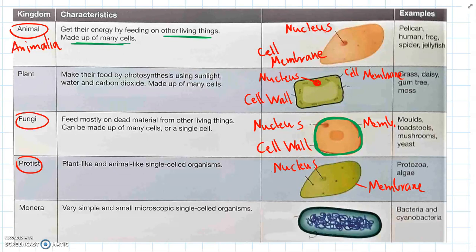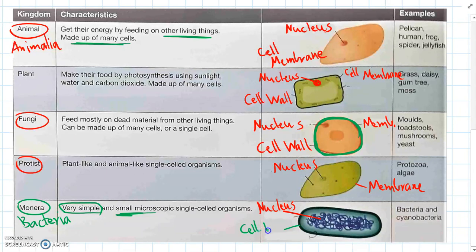The Monera, or the bacteria, they have the most different cells to the other kingdoms. As we've learnt, they're the simplest and the smallest cells of living things, and they're so simple that they don't have a nucleus. All the DNA is just floating around in the middle of the cell. But bacteria do have a cell wall to protect the cell.